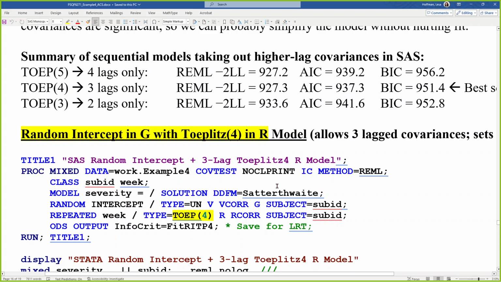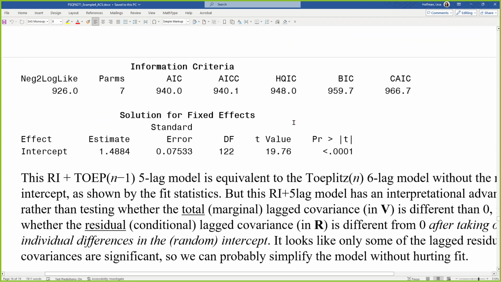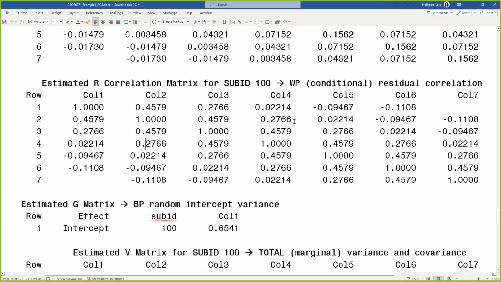Question? Can we go back quickly to the last Toeplitz slide? Because there's a negative correlation. What does that even mean? How do you interpret that? Sure. It means that it decided that this should be a negative correlation, or a negative covariance, actually. It's estimated in terms of covariance and then turned into a correlation.